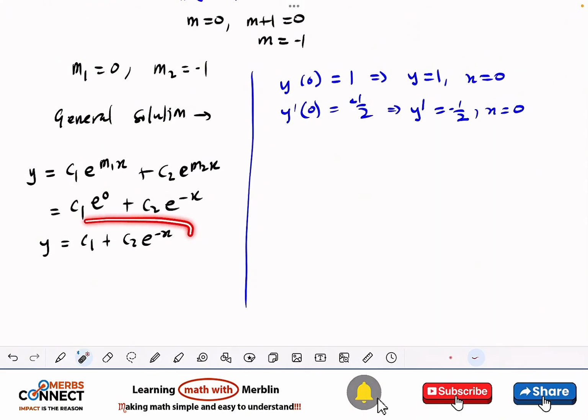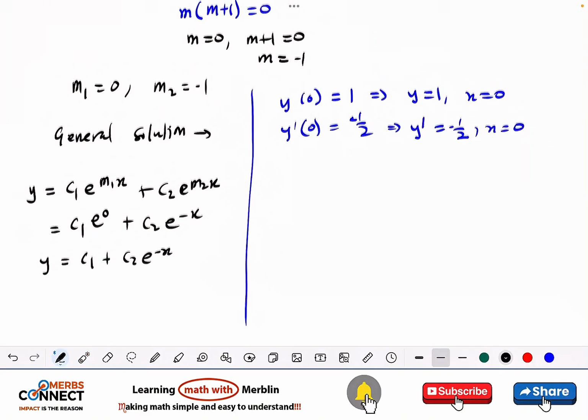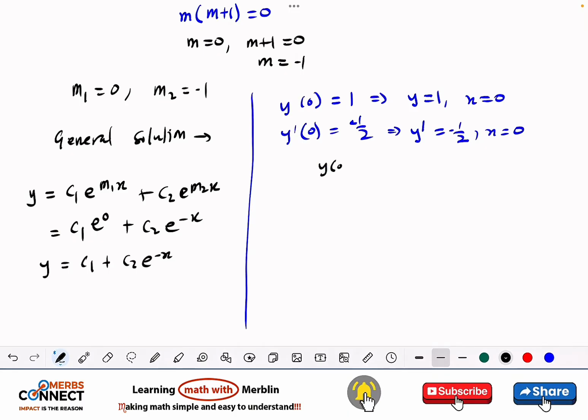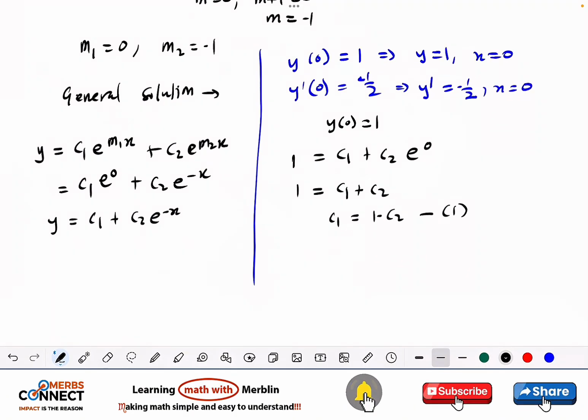Since we have this one here, we can use the first initial condition to solve this. So let's do that. Using y of 0 equal to 1, we have 1 equal to c1 plus c2 e to the power x, where x is 0. So 1 is equal to c1 plus c2, since e to the power 0 is 1. So c1 is equal to 1 minus c2. Let me call this equation 1.